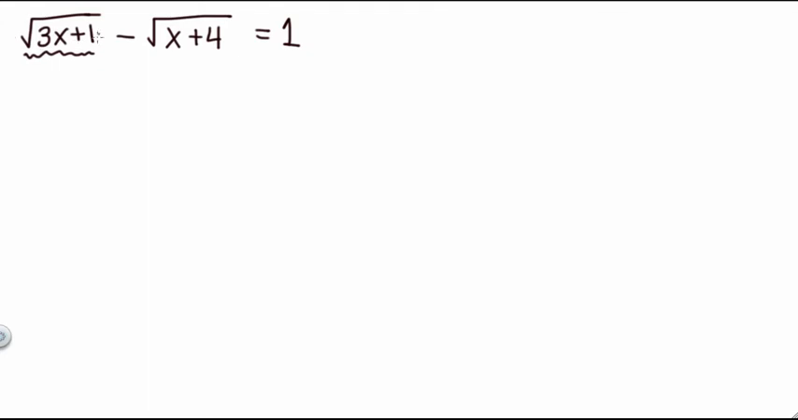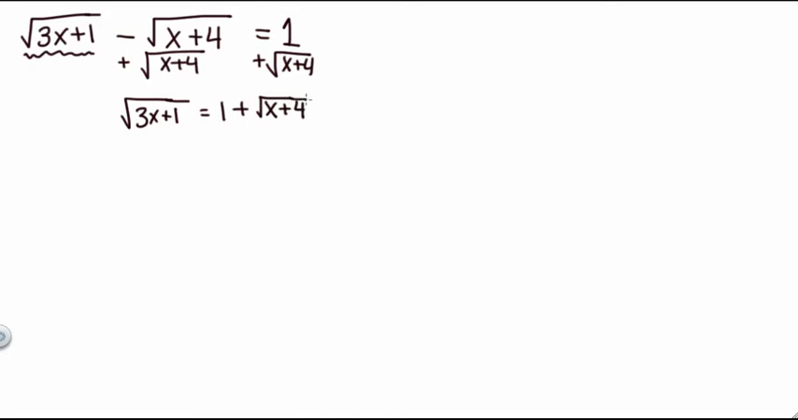To isolate this square root by itself, we're going to add square root of x plus 4 to both sides. And so when we do so, we get square root of 3x plus 1 is equal to 1 plus square root of x plus 4. At this point we're going to take the power of both sides using the power property, which states that whatever satisfies this equation is going to be contained in the power of the equation.